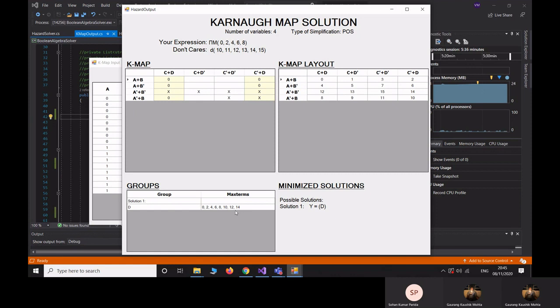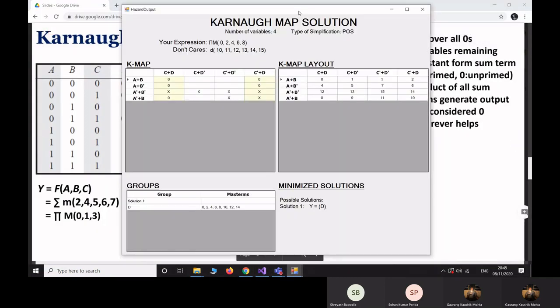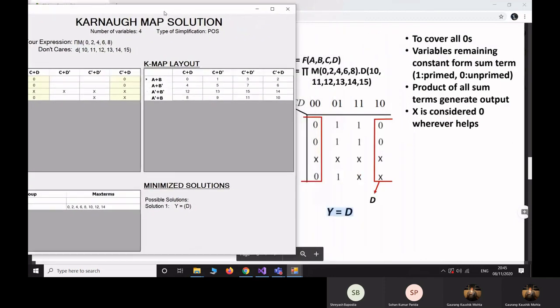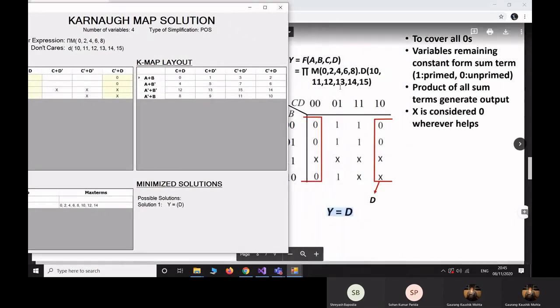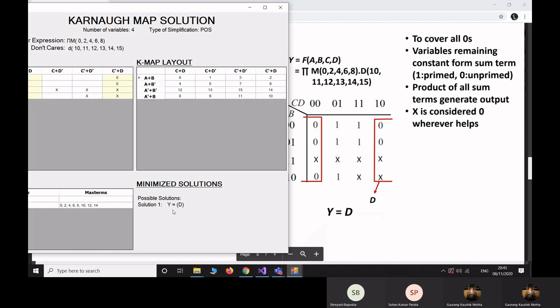We can see that we have made a group of 8 terms, which is basically a group of the two adjacent, the first and the last columns, and the solution to it is D, which is indeed what we get. When comparing it to the answer in the slides, we see that the same problem has the solution y equal to D, which is what we have got.